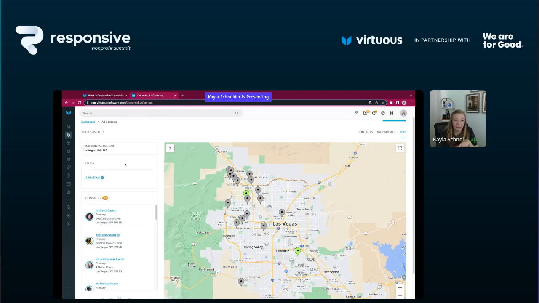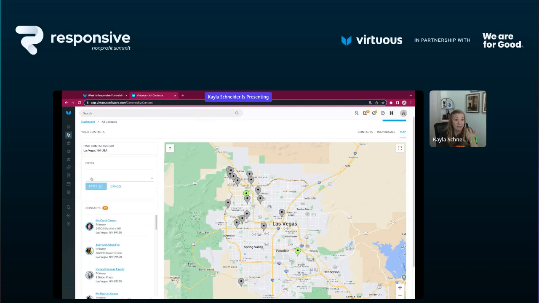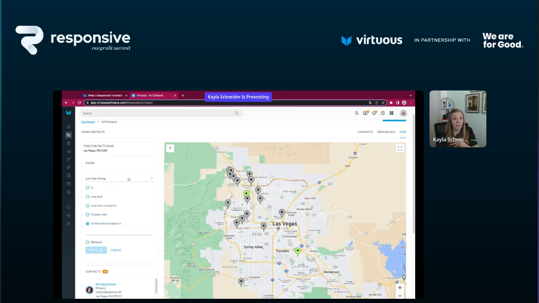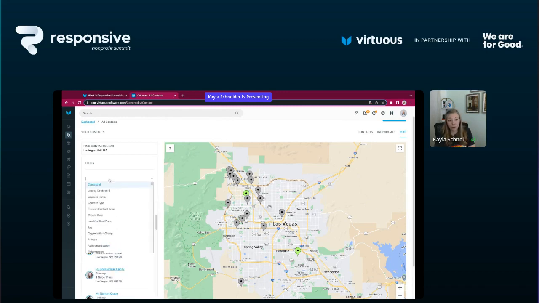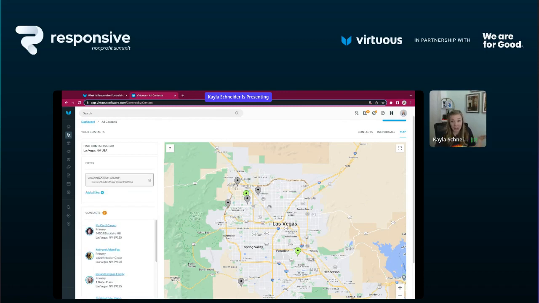So you're going to see here this filter option in a ton of different places throughout Virtuous. And this is going to allow us to do a couple of things to just filter down data. Maybe I want to look at anybody who had given a gift last year's giving of over $1,000. I could say last year's giving is greater than or equal to $1,000. Maybe I just want to look at my portfolio. Portfolios here in Virtuous are called organization groups. So I could filter down by just my portfolio here, understanding that these are the people I want to engage with. These are the people I should be reaching out to.